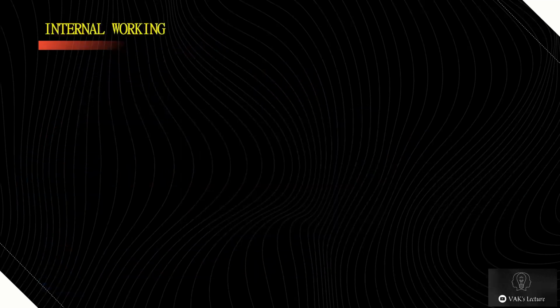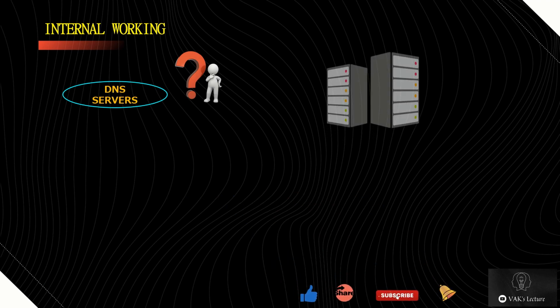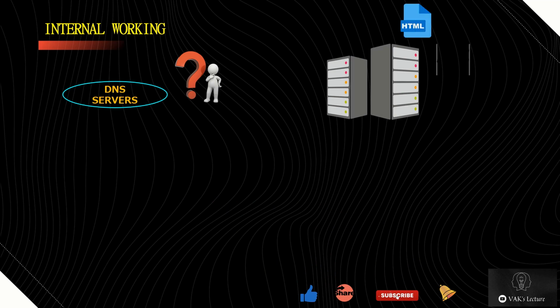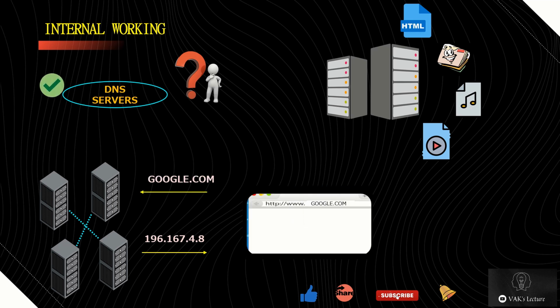Now, we will see the internal working of the DNS. To understand this, first of all, we should know what DNS servers are. Servers are computers storing HTML files, images, sounds, videos, or any other file types. Servers that work together to provide the IP address of the requested website to the web browser are called DNS servers.